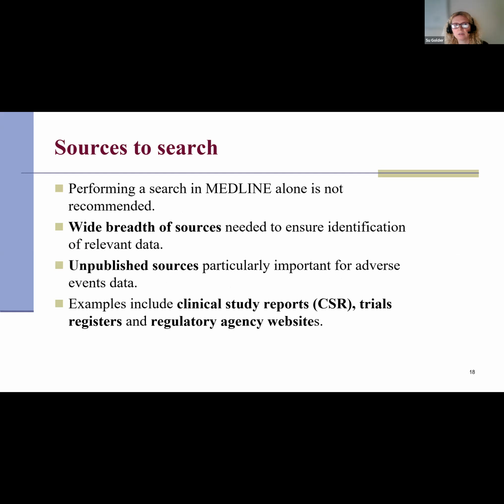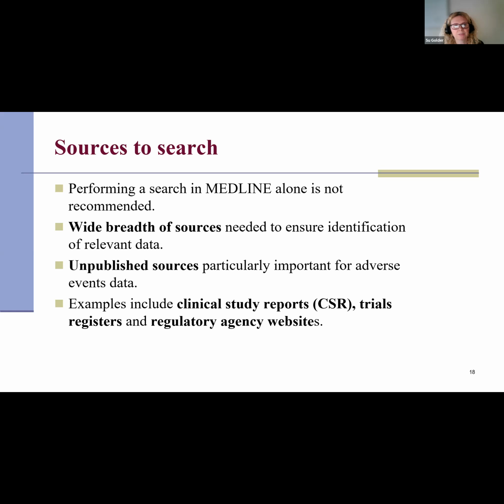So the sources you need to search: it's a bit like the effectiveness or benefits search in that I'm afraid there's no one-stop shop, and MEDLINE doesn't find all the articles for you. There's lots of studies. I've done a couple of case studies where I've looked to see which data sources found adverse events data, and they were in a range of databases, and there were at least 5 or 6 in each case study that needed to be searched in order to retrieve all the papers. So I'm afraid there's a wide breadth of sources that you need to search.